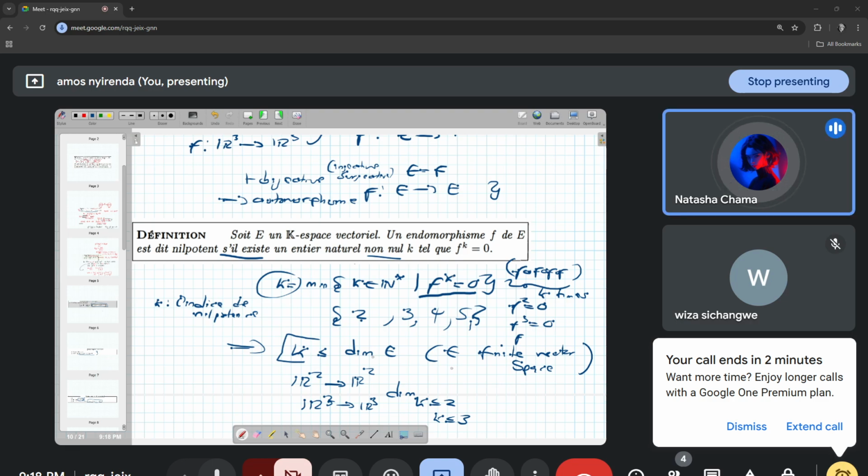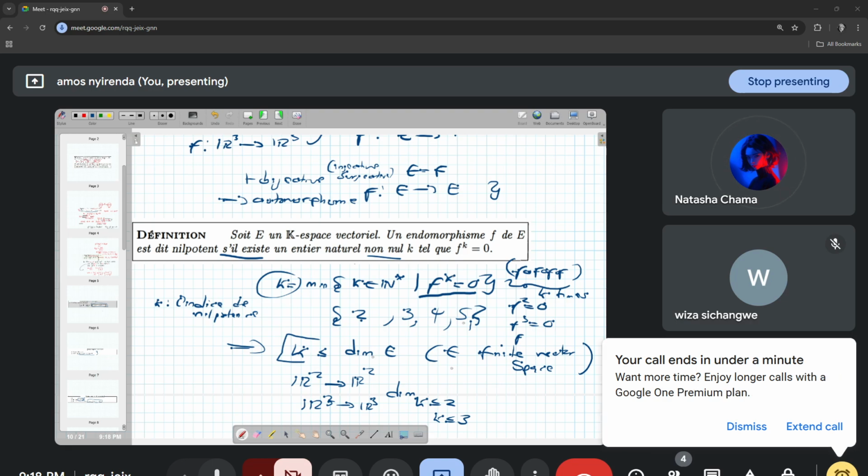Yes, it's clear. It's like when I compose the vector, the first time I don't find the 0. The second time I find the 0, and also the third time I find the 0. So I take the second time that I got the 0, right? Yeah, so the nilpotence there is equal to 2, even if it works for 3, 4, and 5.